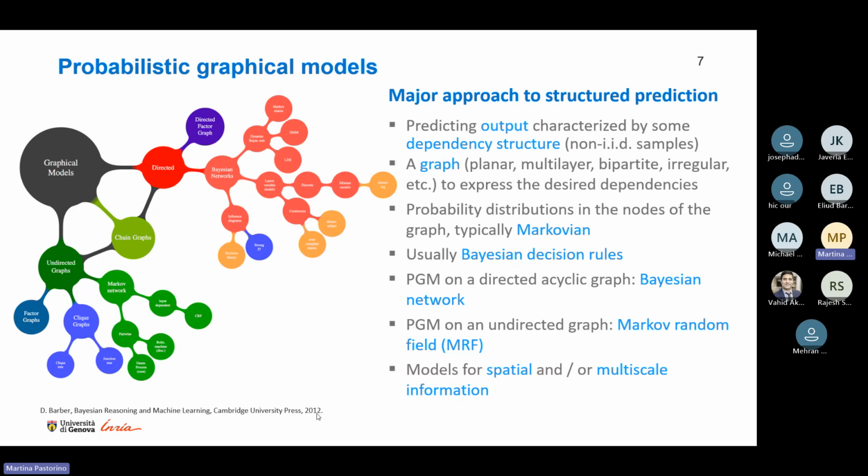And then we have these probability distributions among the nodes in the graph, which are typically Markovian. And we have some Bayesian decision rules. We can have probabilistic graphical models on directed acyclic graphs, and this is called a Bayesian network, or we can have probabilistic graphical models on undirected graphs, for example, Markov random fields. And depending on the graph topology we choose, we can model spatial or multiscale information, or both.